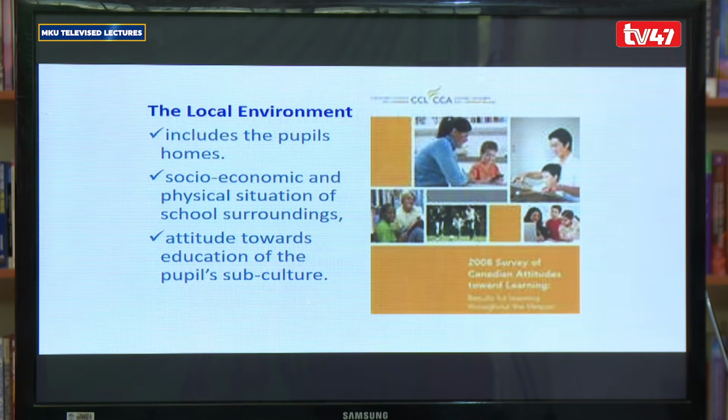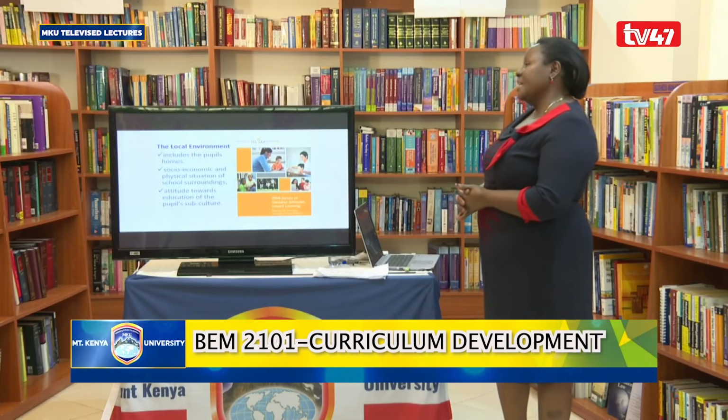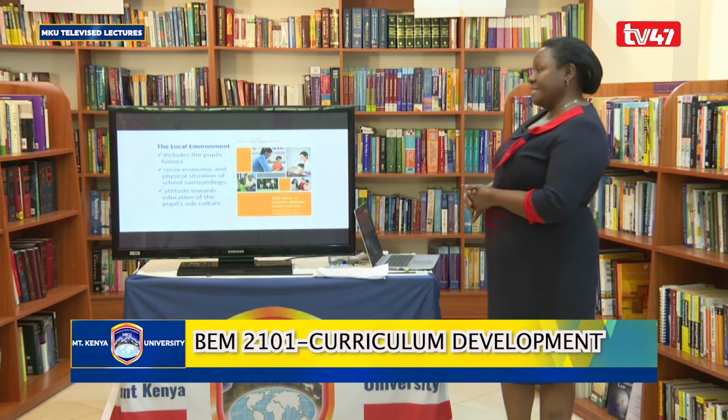But the objectives are given to us by the Ministry of Education, the National Office for Implementation throughout the whole country. Now, the local environment will include the pupils' homes. We must consider the nature of the pupils that we have in our schools. Otherwise, pretending that it does not matter might not help us in achieving our objectives.